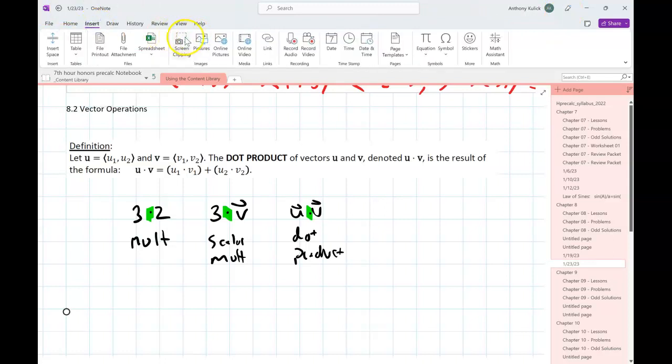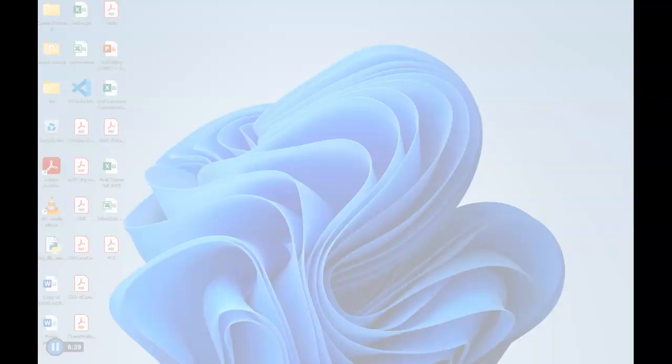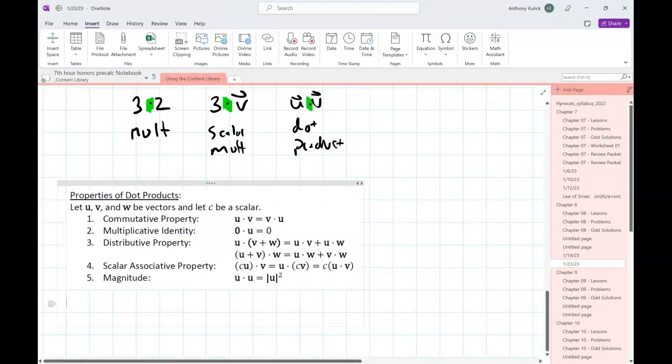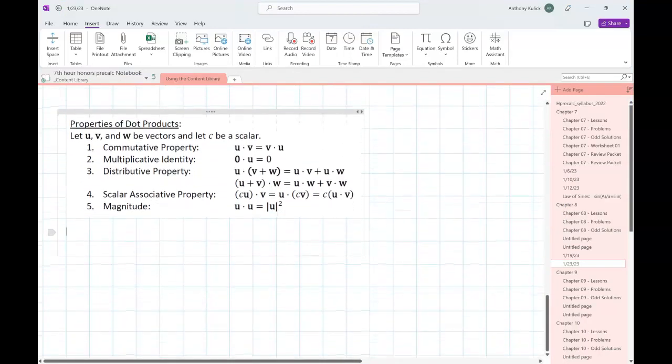We actually are going to use dot product to do quite a bit of stuff. So let's look at some basic properties of dot products that we can use to make our lives perhaps a little bit simpler. So there's 5 basic properties for dot products. There's the commutative property, where u dot v is equal to v dot u. There's a multiplicative identity. If I take the 0 vector dot product with any vector, we get the number 0. Notice that this is a bold-faced 0, meaning it's a vector, the 0 vector. This is a regular-faced 0. That means it's the number 0.